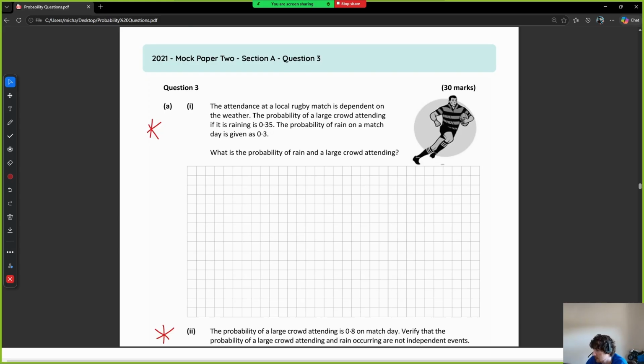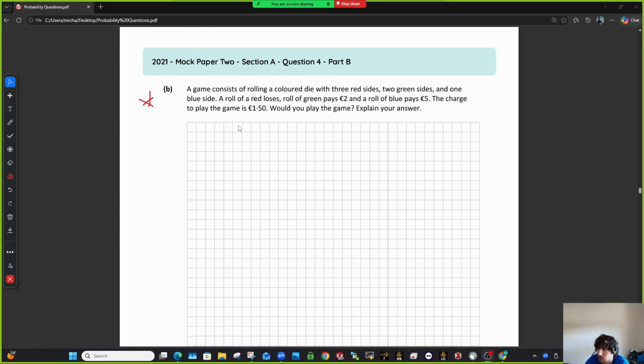So let me find our next question. Yeah, I scrolled down a bit further here, so didn't have to go too far. So this is 2021 mock paper two, and it looks like an expected value question here. Would you play the game? Is it a fair game kind of thing? So we'll be working out expected value here. So I'm going to pick this up in part three of the video.